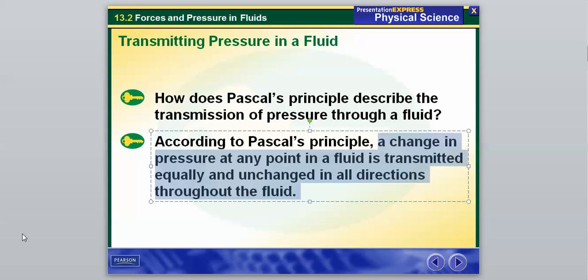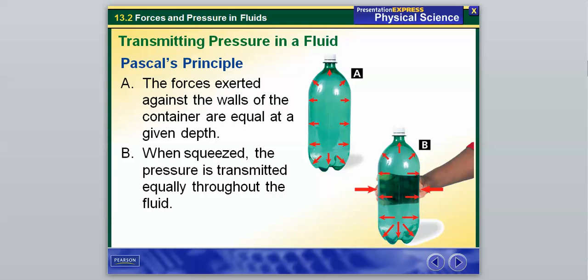So we have a very good example right here. We have a bottle filled up with probably either soda or water, maybe even ginger ale in that one. It says the forces against the walls of the container are equal at a given depth. So if you look in picture A right here, all the forces, remember force is a vector, so the magnitude of the force can be represented by the length of the line or the length of the vector. All these vectors are of equal length. So the forces exerted against the wall of the container are equal at a given depth.